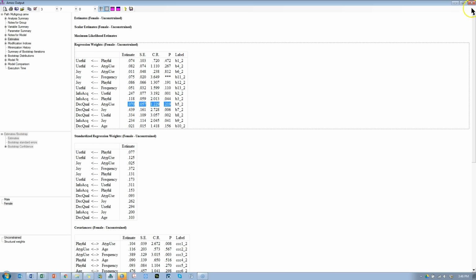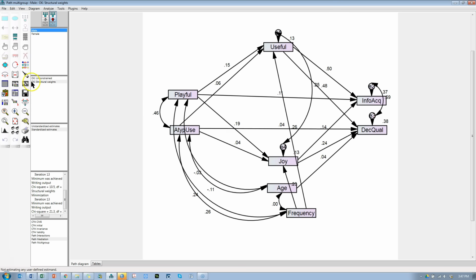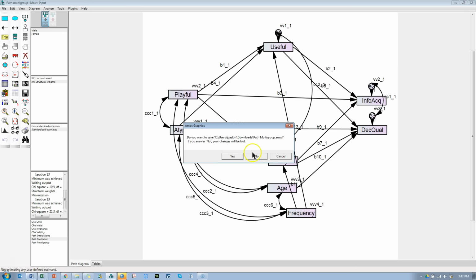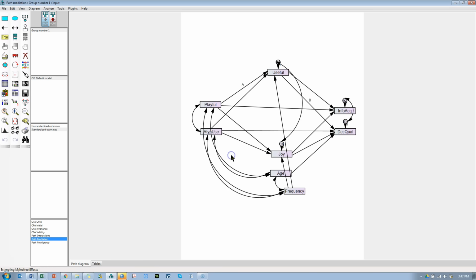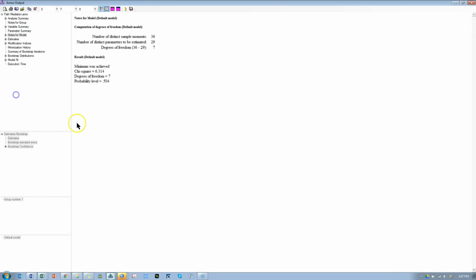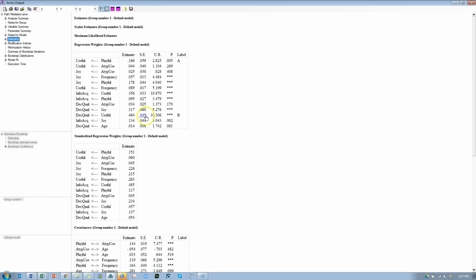So let me go back to a model where it's not moderated. So save this and go back to path initial. Where's path? I don't have path initial. Here's path mediation. Save changes. Yes. Okay. Here we go. Run this one more time. Look at that estimate. See if it's significant, from atypical use to decision quality. No, not significant.